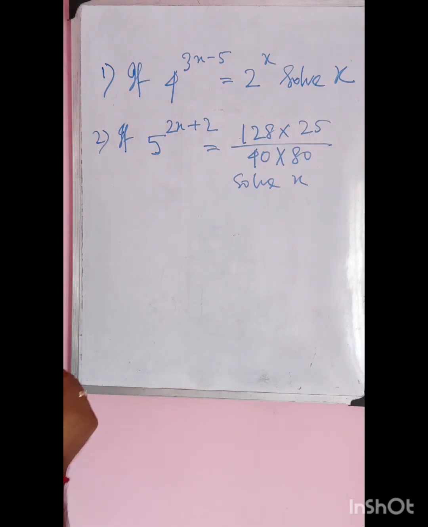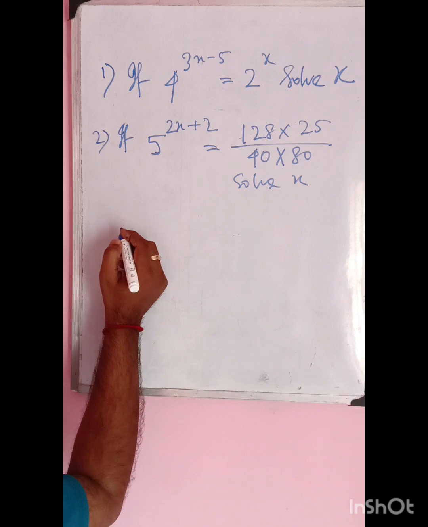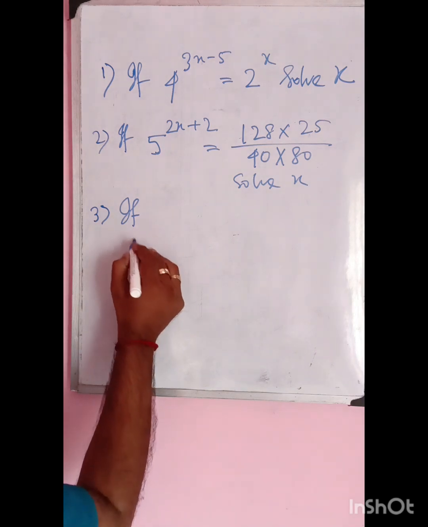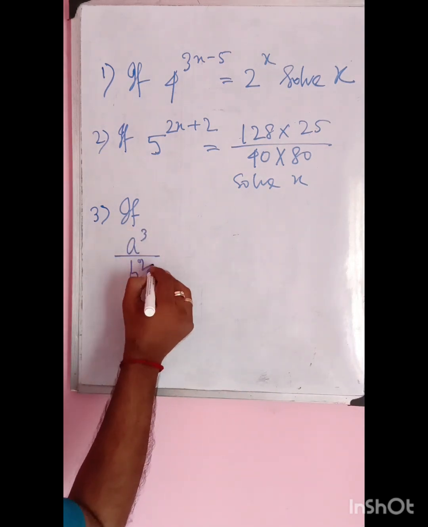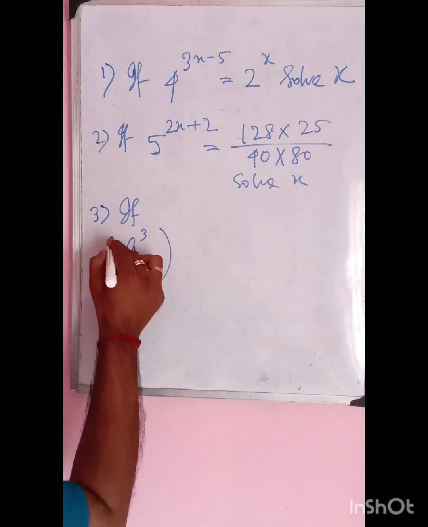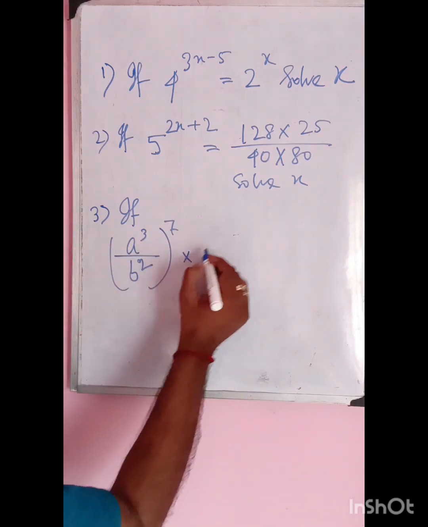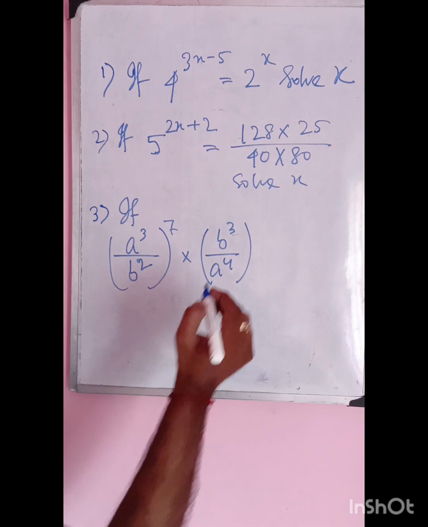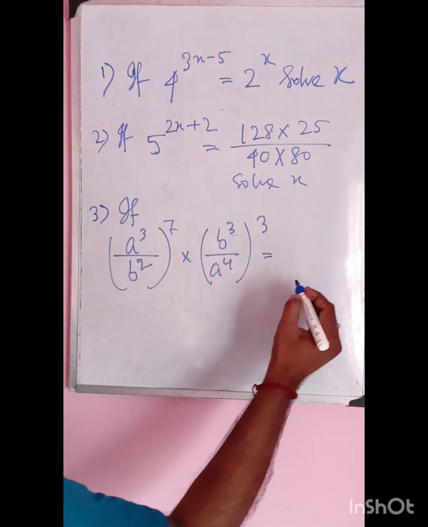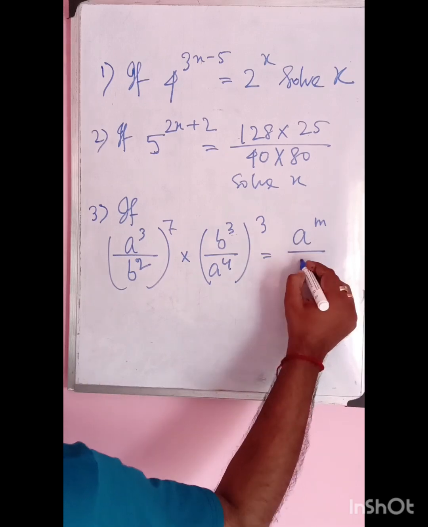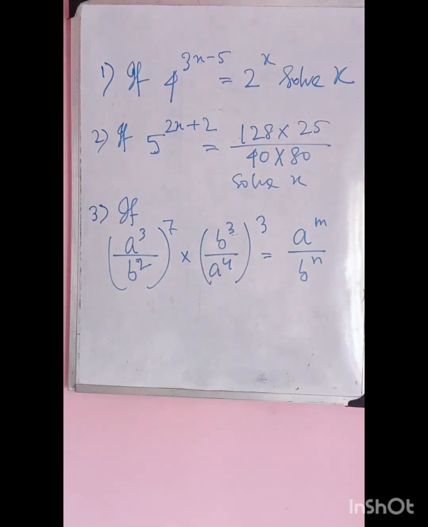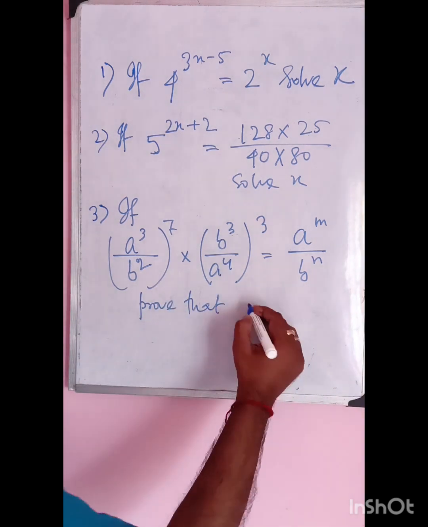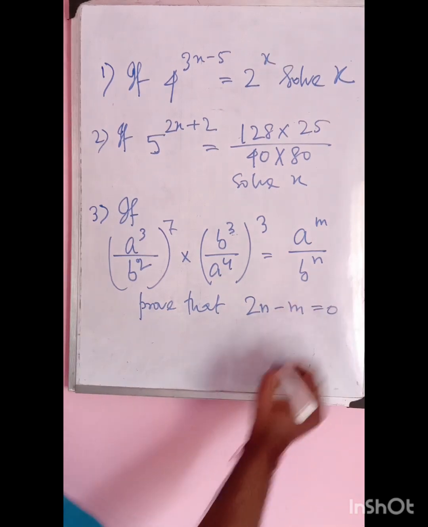Okay, another problem. If a cube by b square to the power 7 into b cube by a to the power 4 to the power 3 equals to a to the power m by b to the power m, prove that 2n minus m equal to 0.